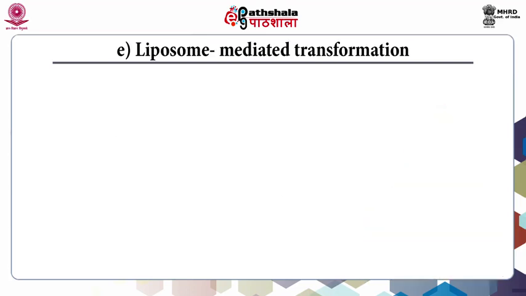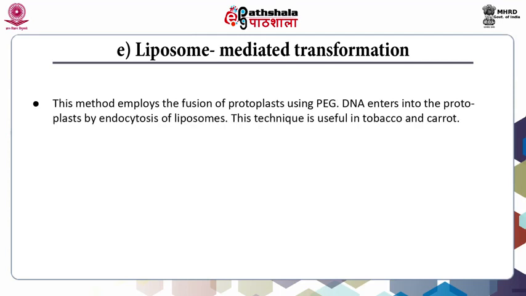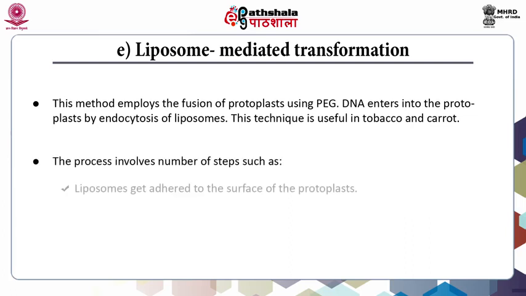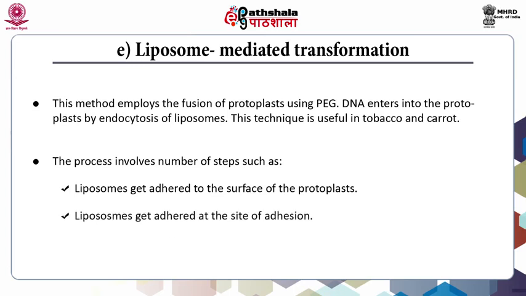The next method is liposome mediated transformation. This method employs the fusion of protoplast using PEG. PEG is polyethylene glycol. DNA enters into the protoplast by endocytosis of liposomes. This technique is useful in tobacco and carrot. The process involves some steps: the liposome first gets adhered to the surface of the protoplast. Thereafter, liposomes get adhered at the site of adhesion and finally, the plasmids get released inside the cells.